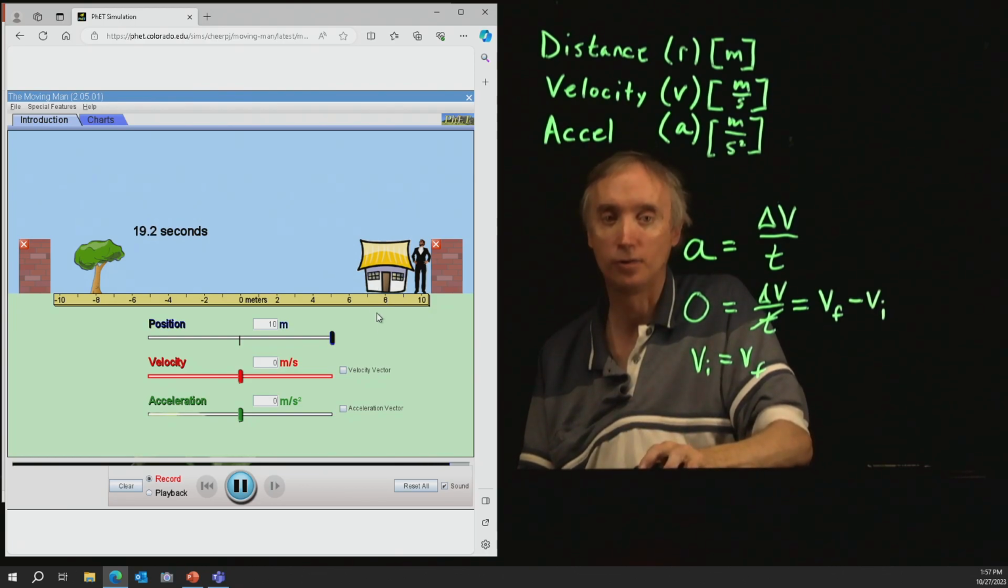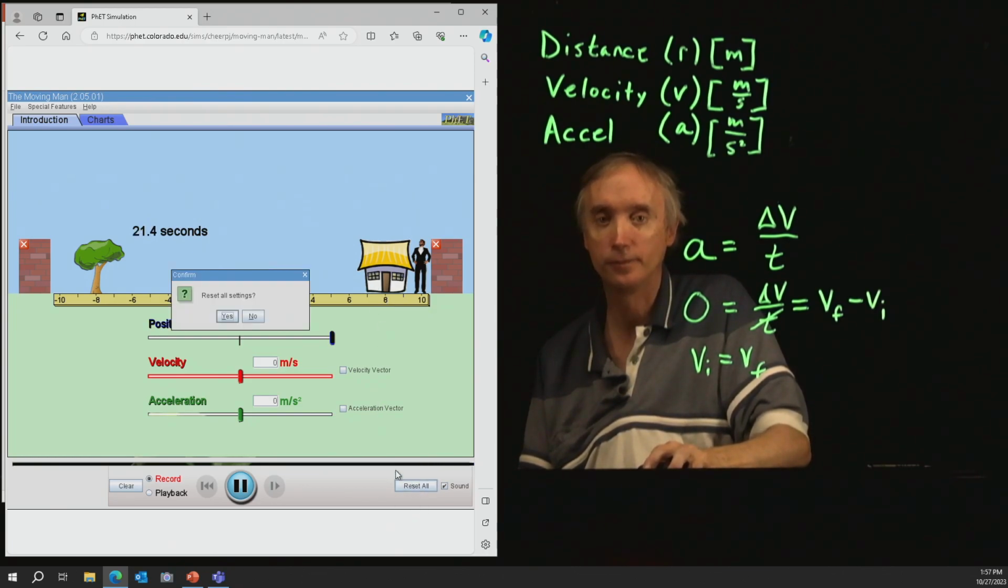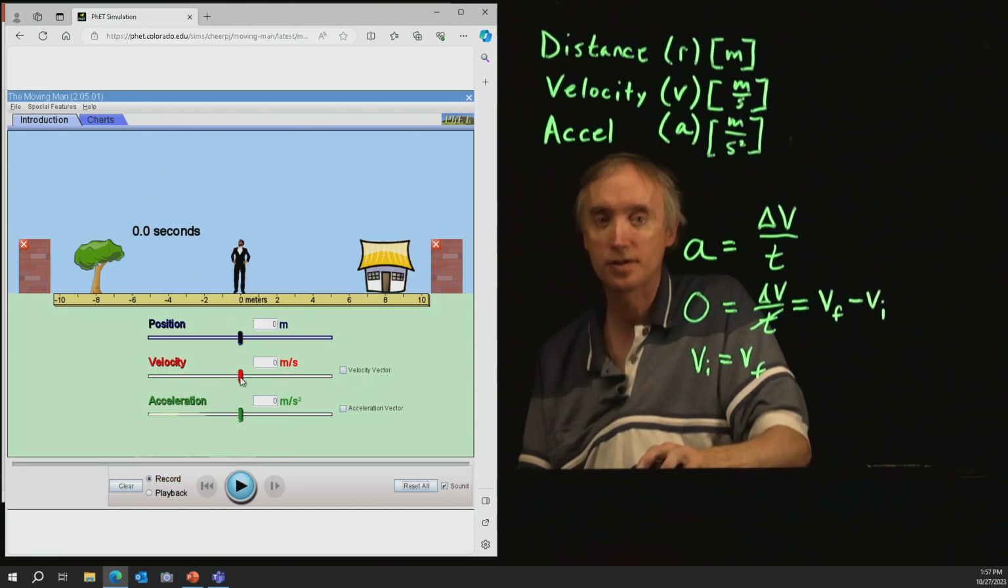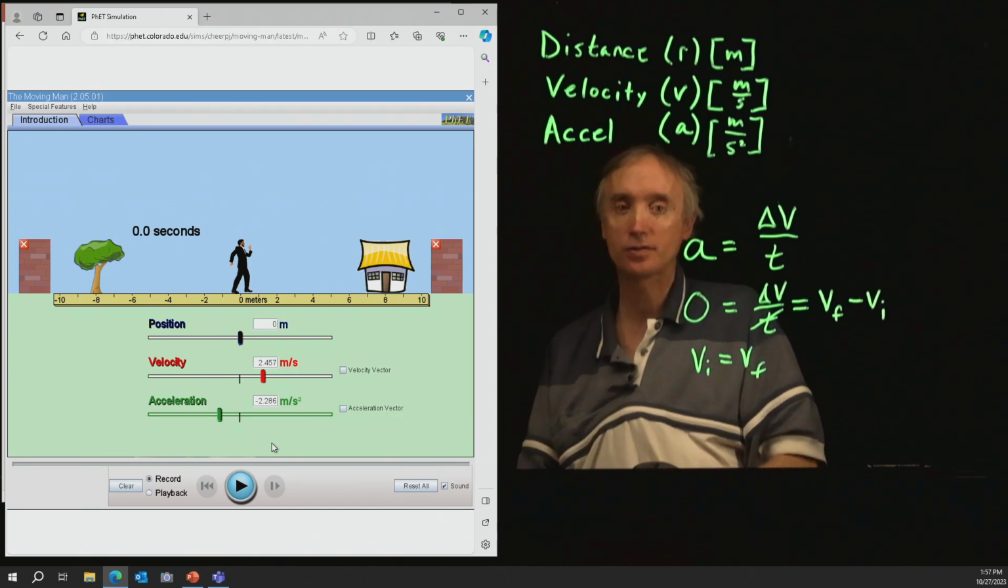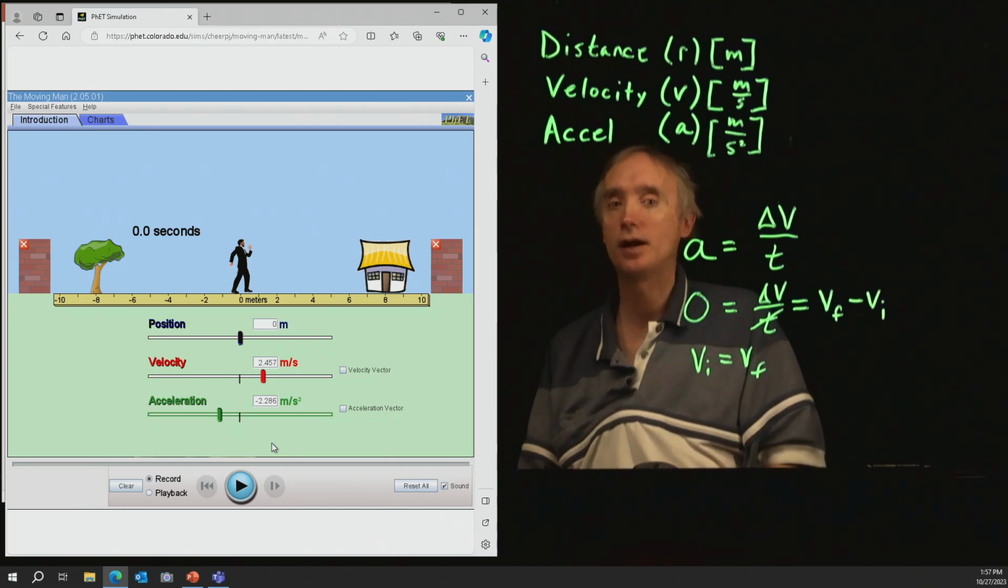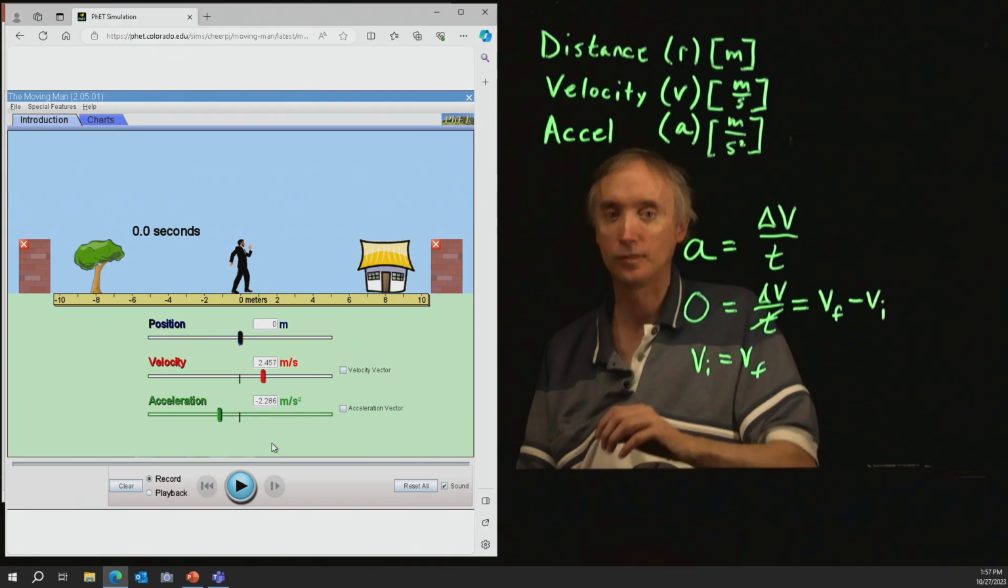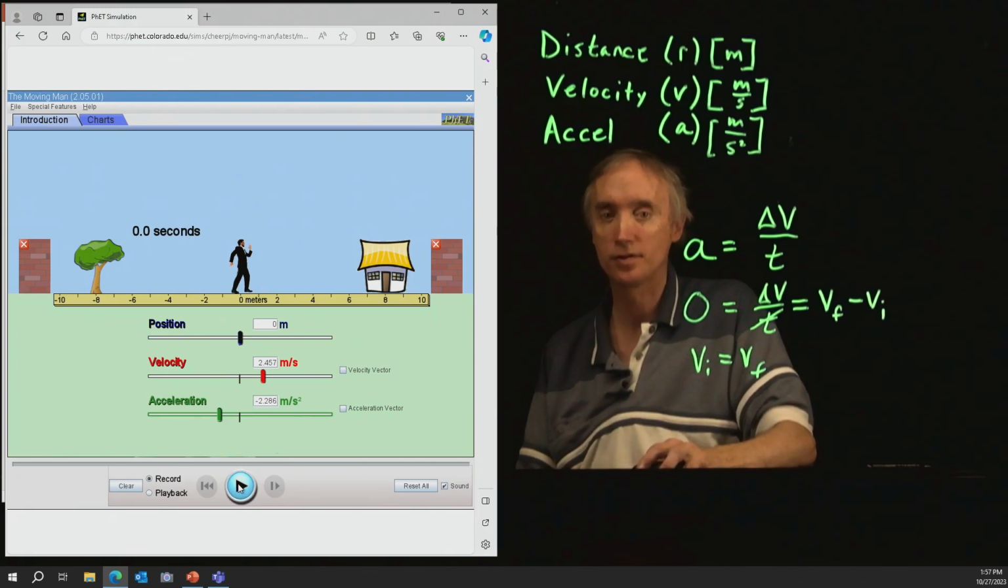Now for my final one, so let's reset it. So this time I'm going to give him a positive velocity, but I'm going to give him a negative acceleration. So predict what's going to happen. Positive velocity, negative acceleration. Okay, so did you make your prediction? So let's try it. So what did he do?